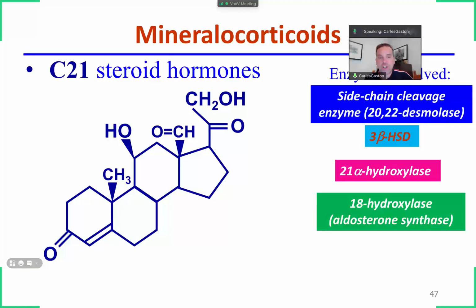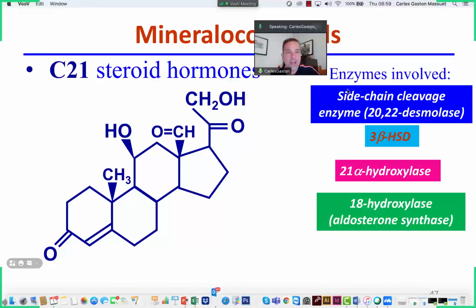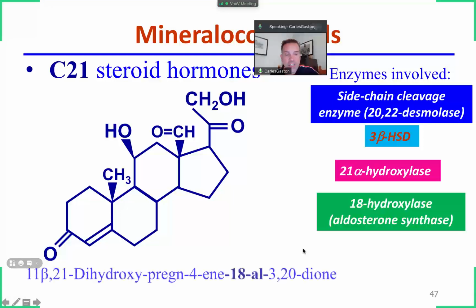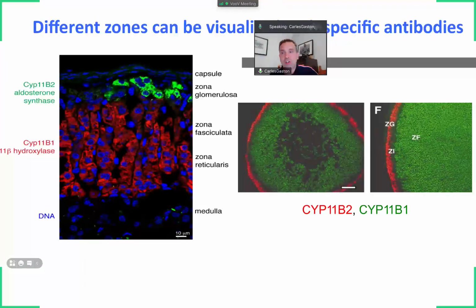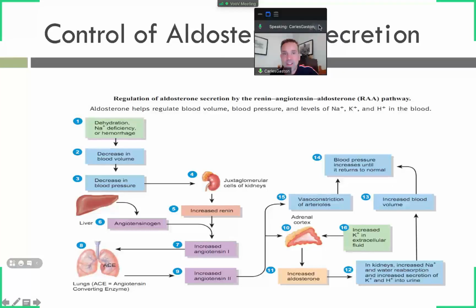So mineralocorticoids are on the other chain, and as you can see, the enzymes again are the side chain cleavage enzyme desmolase, the 3-beta HSD hydroxylase, and the 18-hydroxylase aldosterone synthase. Okay, and it produces aldosterone, but aldosterone has another function. Aldosterone is important for the control of salt. Here is what I've shown you before, that each specific enzyme is expressed in different layers.